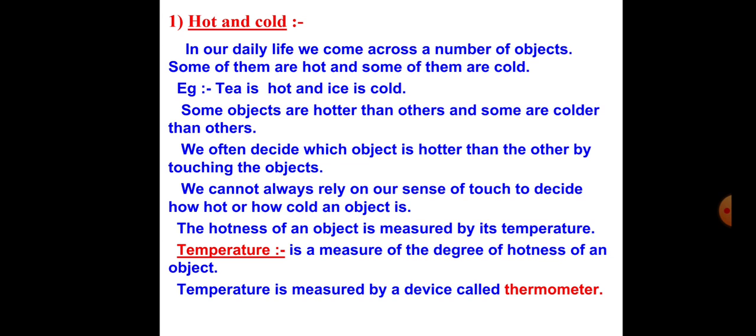Now how can we decide that this object is hotter than another object? It is simply by touching the object. If we feel hotness, then we can say this object is hot. Therefore, the hotness of the object is measured by its temperature. Okay? Temperature, what is temperature? Temperature is a measure of the degree of hotness and coldness of the object.